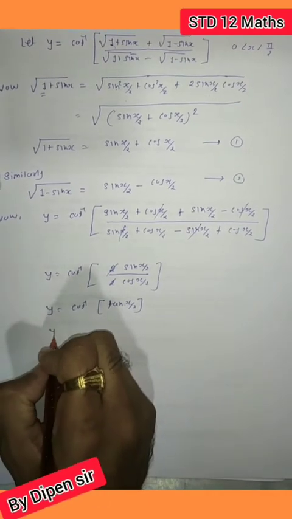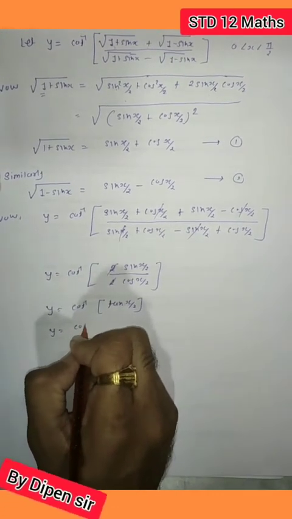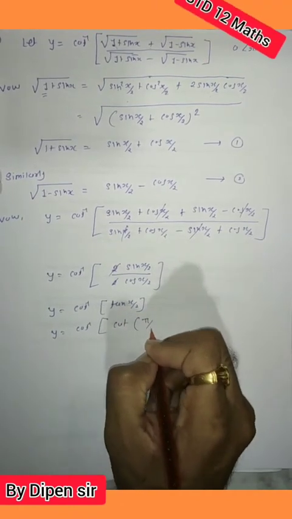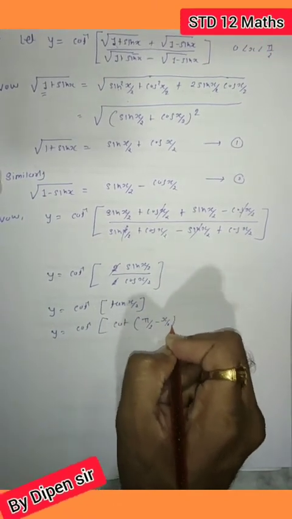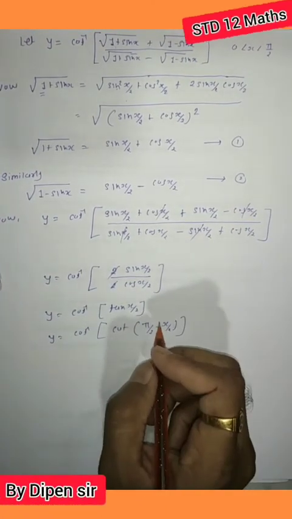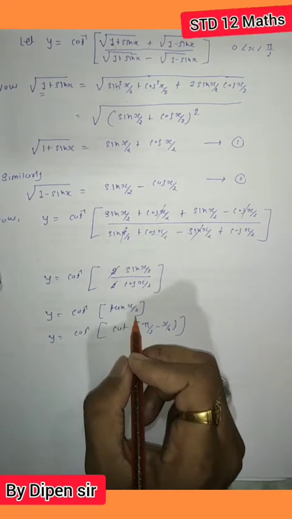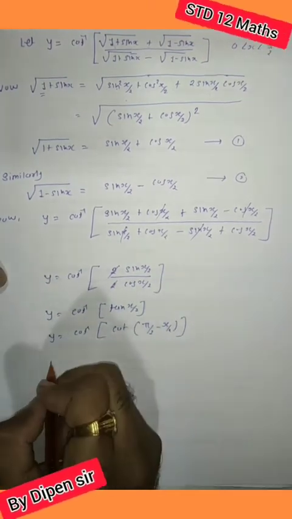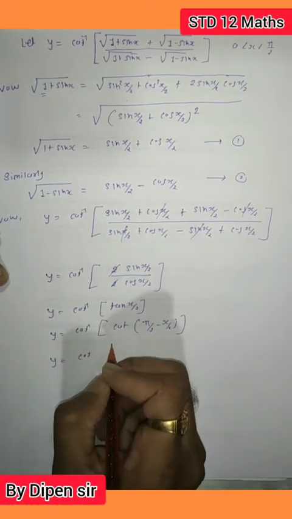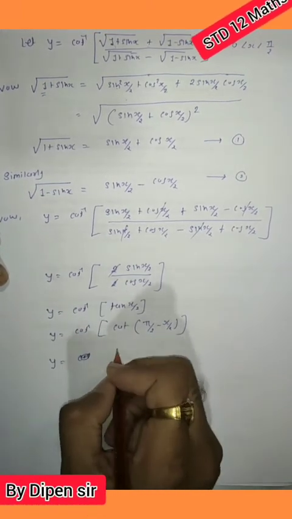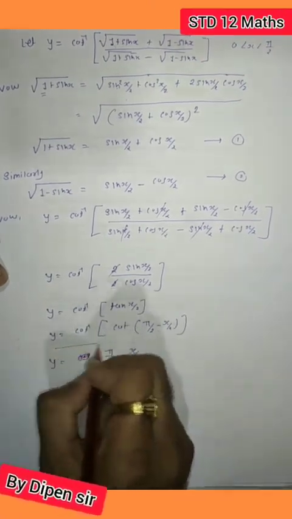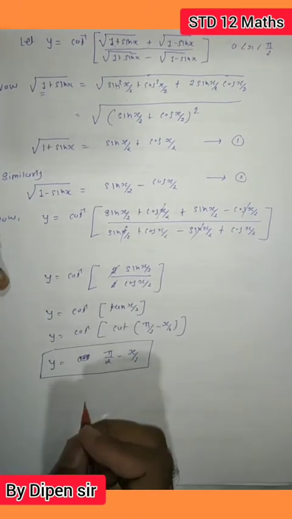Now we can write this tan x by 2 as cot pi by 2 minus x by 2, since tan and cot are complementary angles of each other. So replacing this tan x by 2 with cot pi by 2 minus x by 2, therefore y equals cot inverse cot, which will be equal to pi by 2 minus x by 2. So this is the further simplification of y.